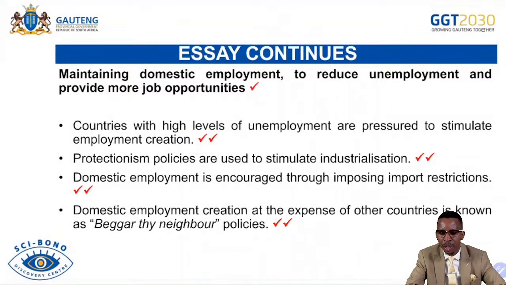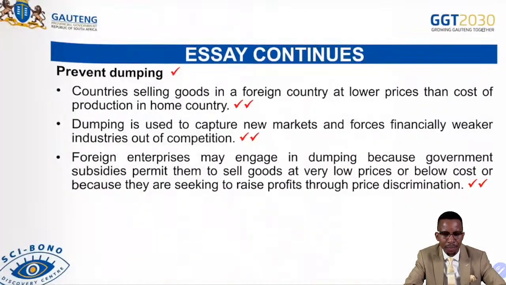Maintain domestic employment to reduce unemployment and provide more job opportunities. Countries with a high level of unemployment are pressured to stimulate employment creation. Protectionist policies are used to stimulate industrialization. Domestic employment is encouraged through imposing import restrictions. Domestic employment creation at the expense of other countries is known as the beggar-thy-neighbor policy.